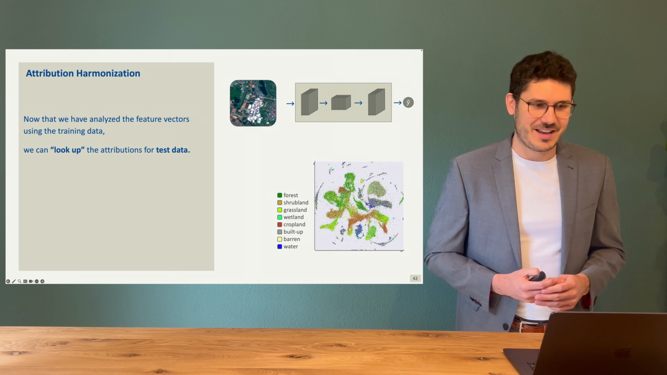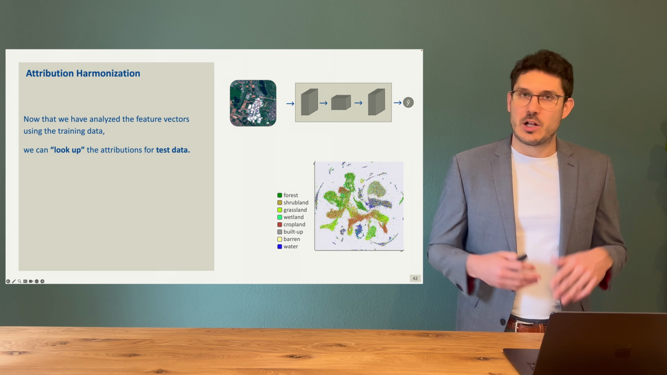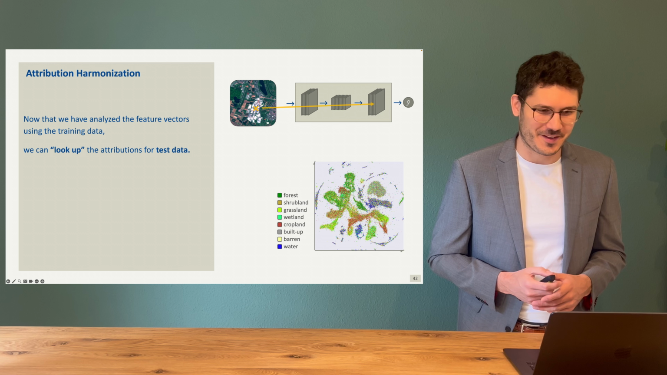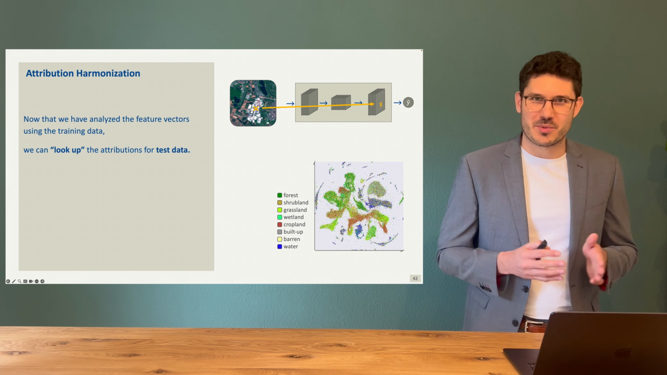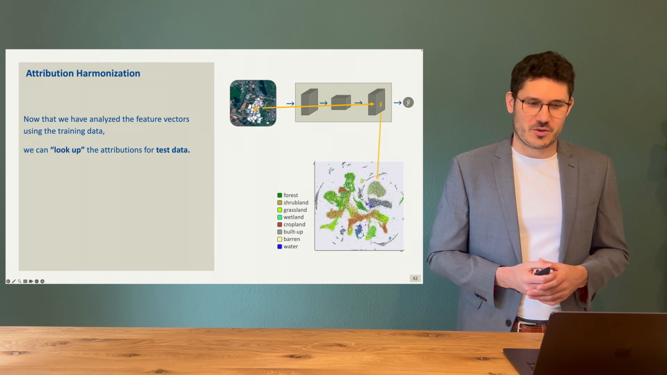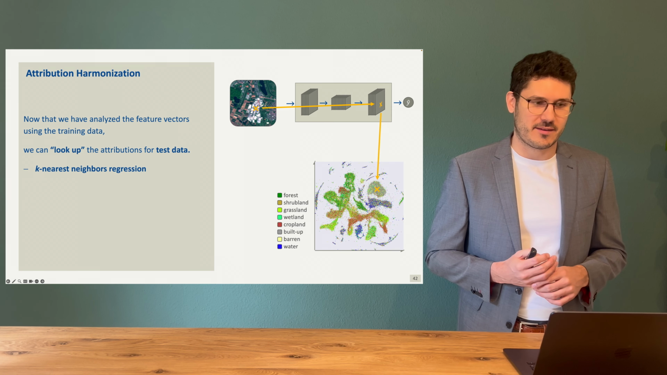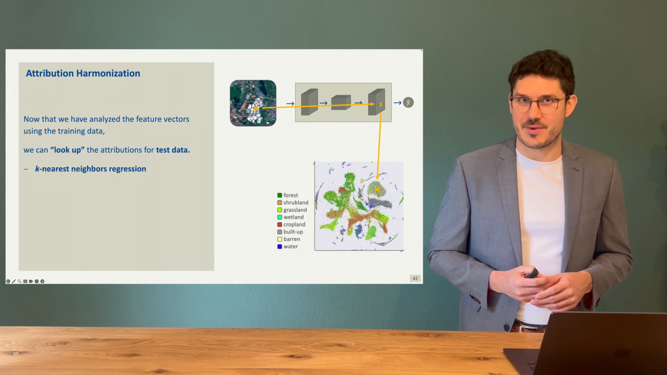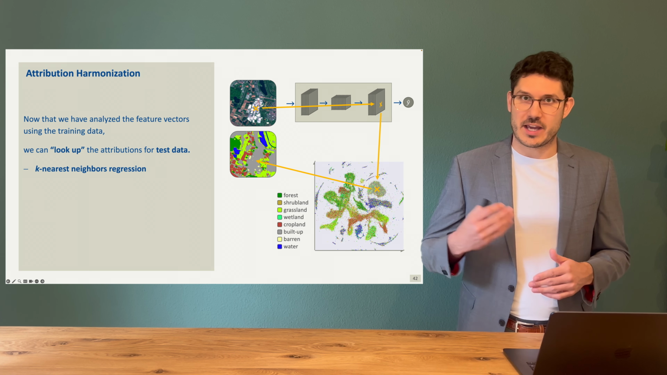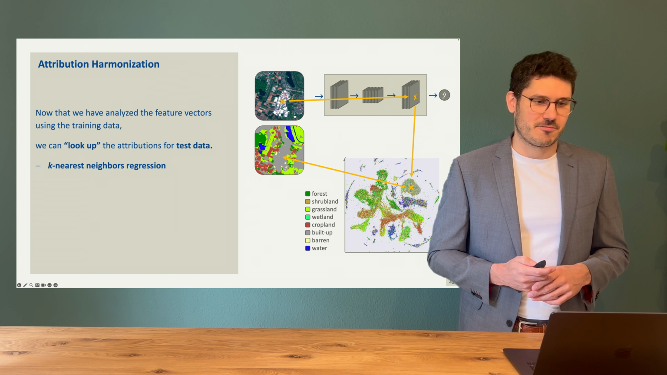So now that we have analyzed the feature vectors using the training data, we can look up the attributions for test data. And I'm going to show you how that works. So in the first step, we compute the feature map of this input image. And then for each feature vector, we have a look where it is located in the training feature space. We then do a k-nearest neighbors regression to compute the attributions, and then we know the attributions of this feature vector and can align it with the input image.